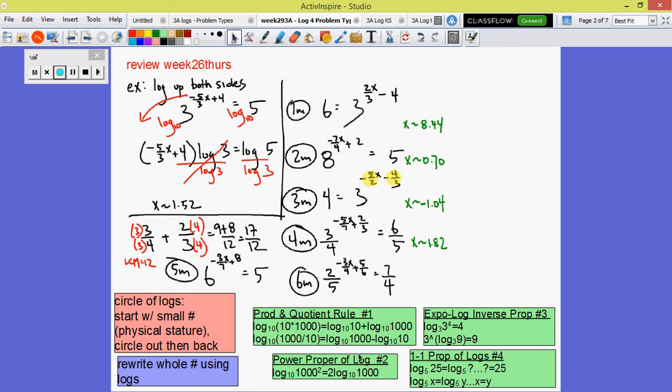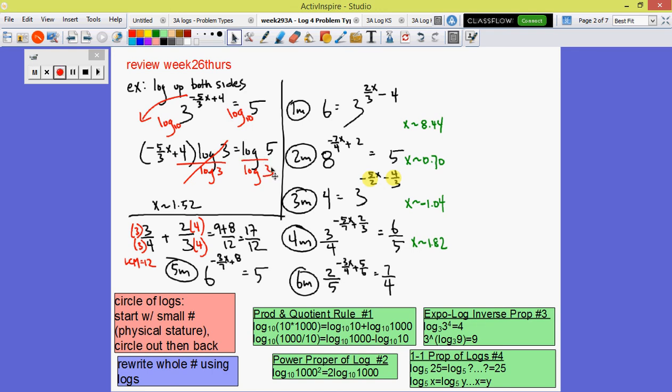Next slide. You do not need to do these problems. These are optional. You actually already did them. I just want to refresh your memory on how to log both sides and move the exponent over. And I forgot to say, whatever you get after dividing here, you solve for x just like in IM1.